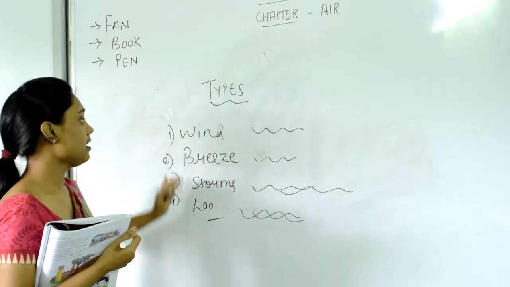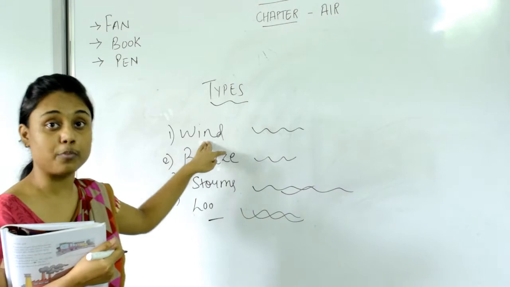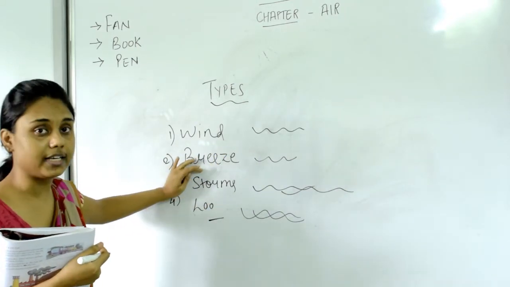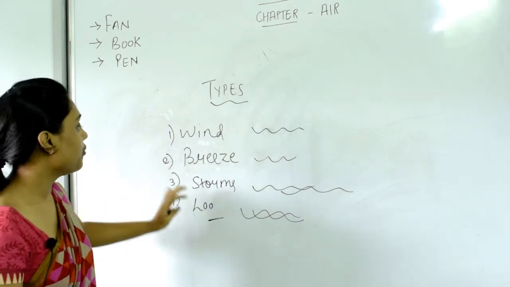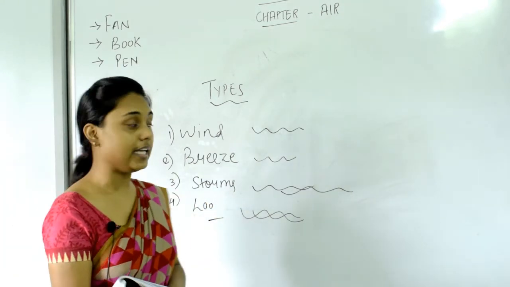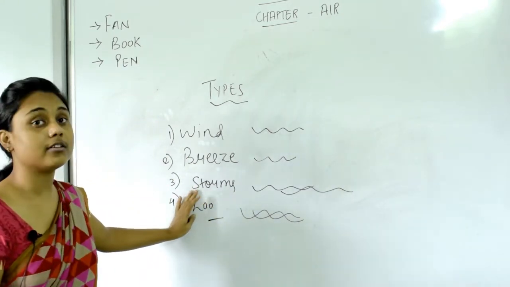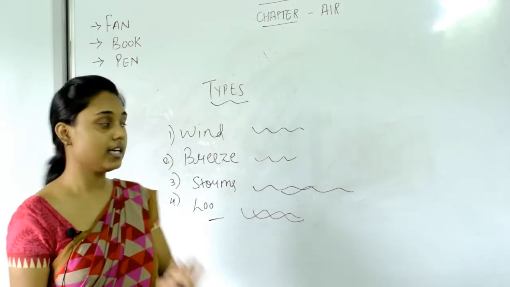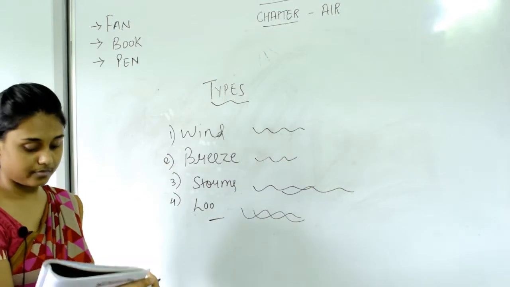loo. So wind is the air which is blowing, and when the air is blowing gently, it is called breeze, and when it is moving sharply and strongly, it is called storm. And in the summer season, when the wind is moving, it is hot, so it is called loo.